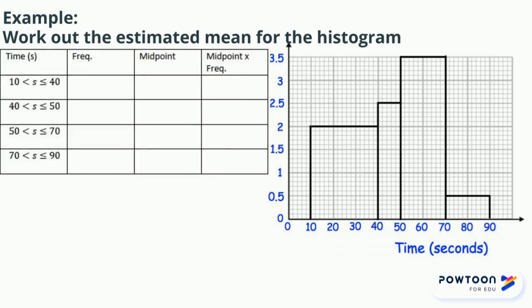Now that we've got our intervals in the table, we need to find the frequency. So again, frequency is just finding the area of each of those rectangles. So 10 to 40, that's got a width of 30, and it goes up to 2, so you do 30 times 2. You're going to do that for each of them, so all 4 of the bars need to find the area of them.